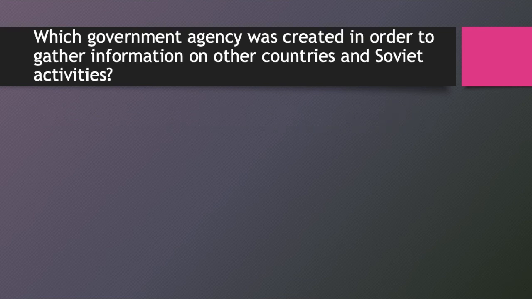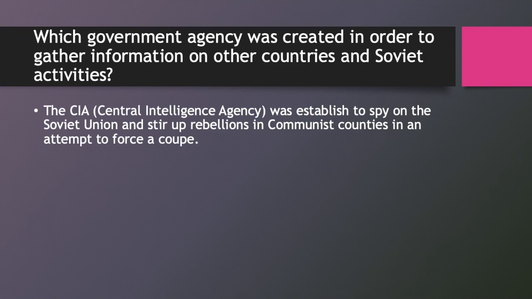All right, next. Which government agency was created in order to gather information on other countries and Soviet activities? This, again, remember, is the development of our wonderful CIA, the Central Intelligence Agency. And this one was designed to, of course, first and foremost spy on the Soviet Union and its satellite states. And then secondly, it was used multiple times by the United States government to foment and drive revolution in countries that typically had communist dictators or people who were allied with the Soviets and the communists.